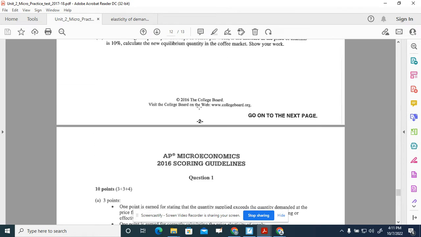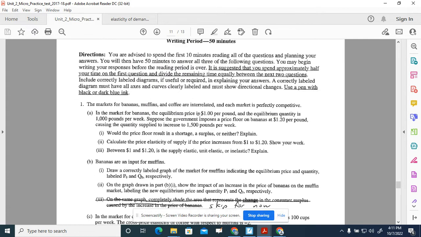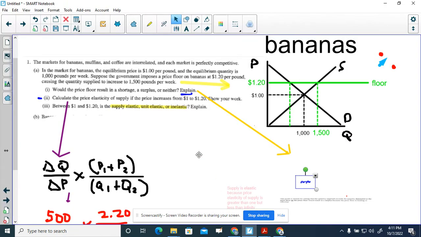But I think an explanation from your teacher is very much warranted. All right, so let's take a look at the question bit by bit. This is part A. The markets for bananas, muffins, and coffee are interrelated, and each market is perfectly competitive. In the market for bananas, the equilibrium price is $1 per pound, and the equilibrium quantity is 1,000 pounds per week.